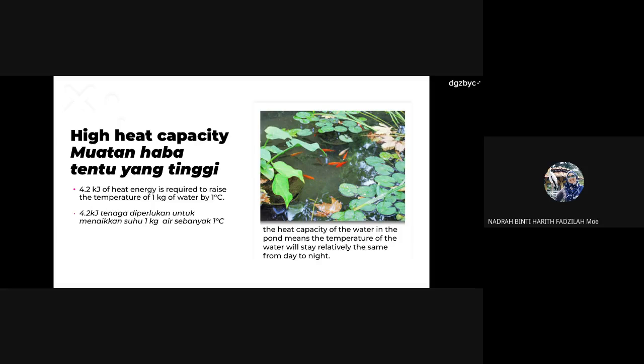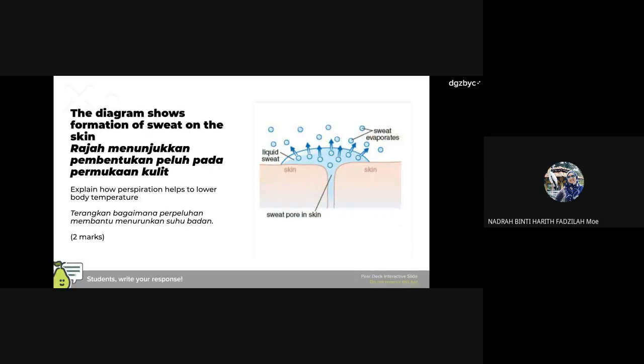So, one application of knowledge regarding high heat capacity ni ialah mengenai kita punya proses perspiration. So, let's take a look at this particular question. So this diagram shows formation of sweat on the skin. So when we sweat, after some time, our sweat helps to cool our body, kan? So can you explain how perspiration helps to lower body temperature?